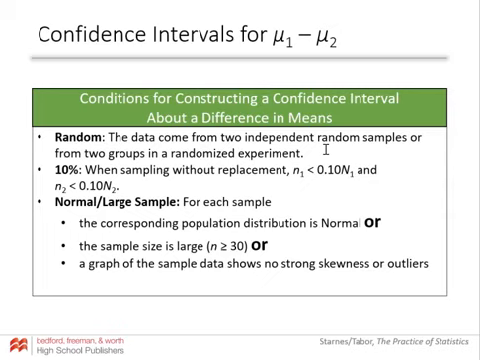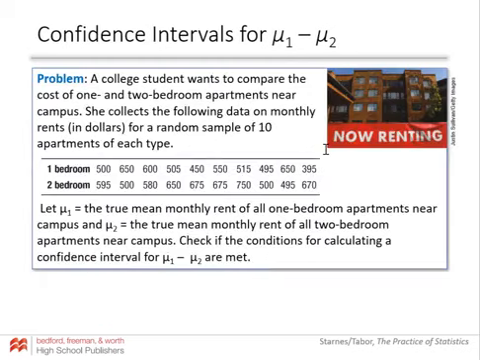And then our normal large sample rule is same as it has been. Either the population distribution is normal, that would be information given to us in the problem, or the sample size is greater than 30, or we graph our sample and there's no strong skewness or outlier. So that would be like those box plots that we did before. Okay, so you can read through this example problem.